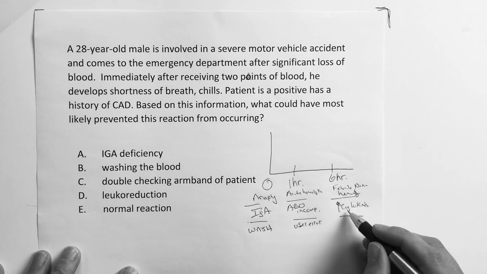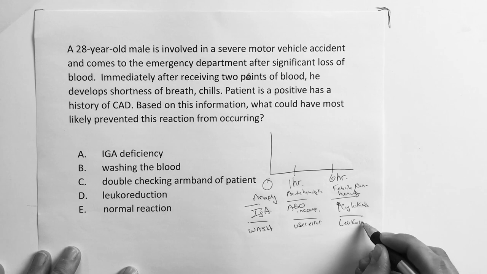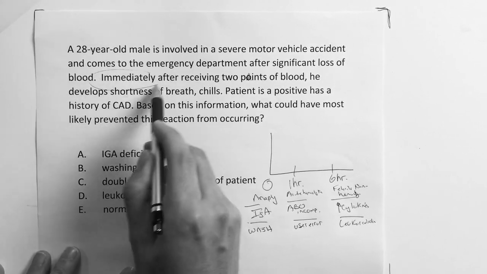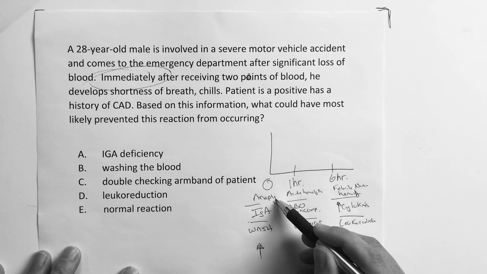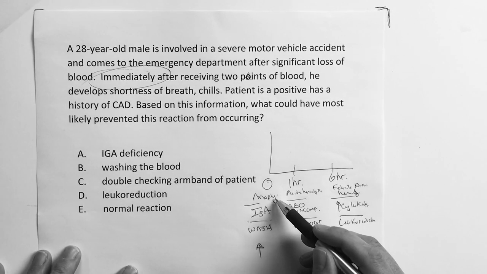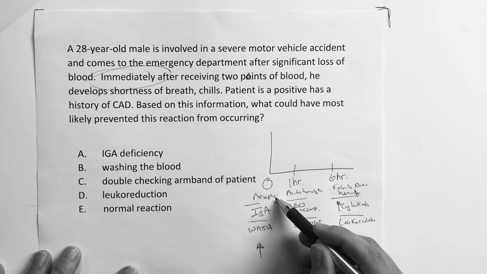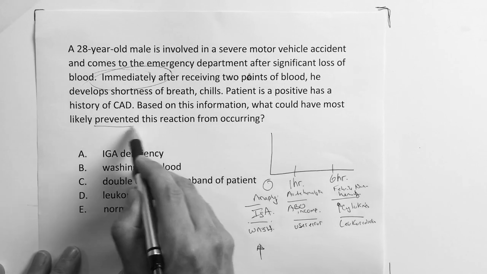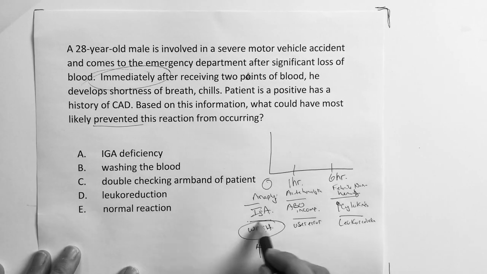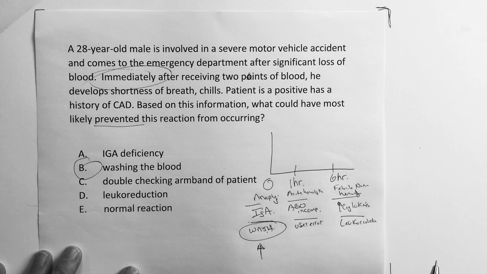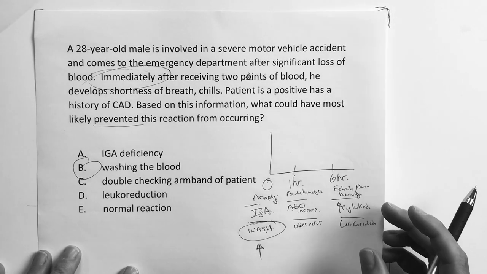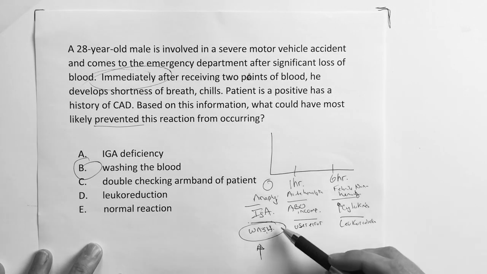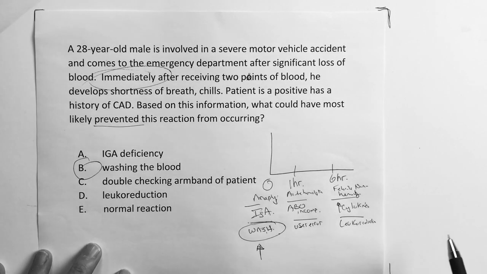And then this one is going to be the leukoreduction. So back to this one, it says immediately, so we know we're in the anaphylactic category. Then they're going to ask you one of these, whether it's the diagnosis, the cause, or the prevention. What could have prevented it? It's going to be this one, and it's going to be the wash. Let me see. Immediately after 2 pints of blood. Yep. It should be the washing the blood.